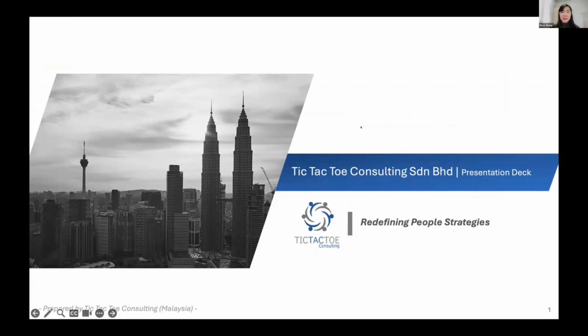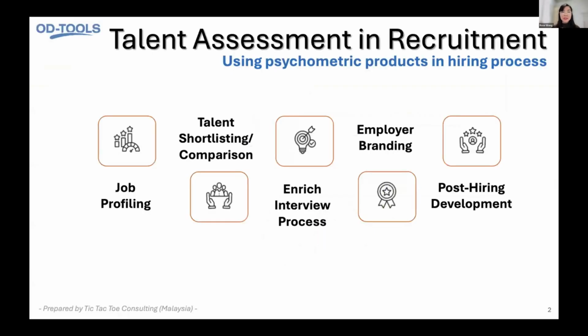Okay. So this is how we normally advise or consult our clients to use the psychometrics products in the hiring process. Today, I'm going to target only recruitment. How do we use the psychometric product in our recruitment process? Basically, there are the big 5 reasons why we should use it and how we can use it wisely.